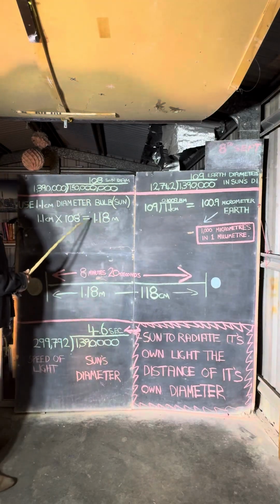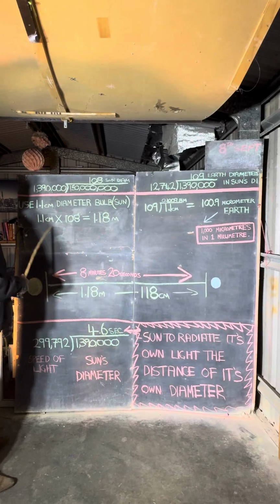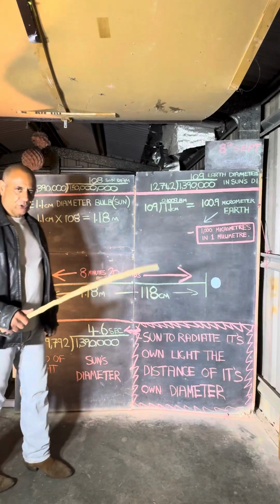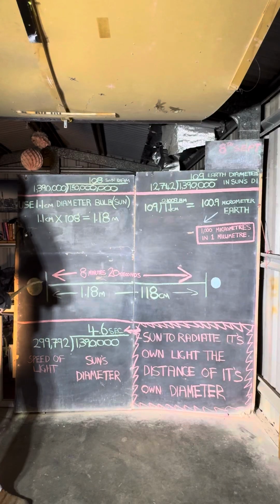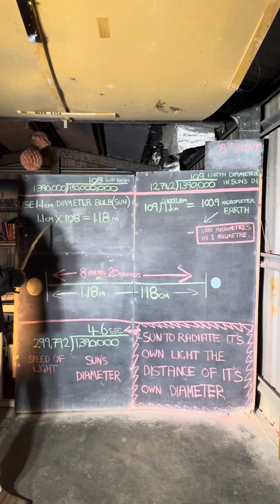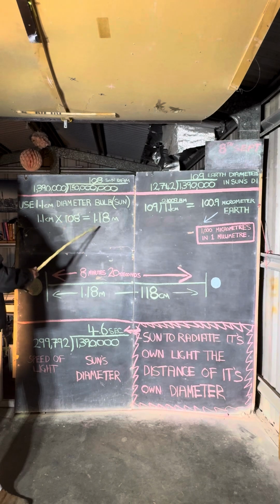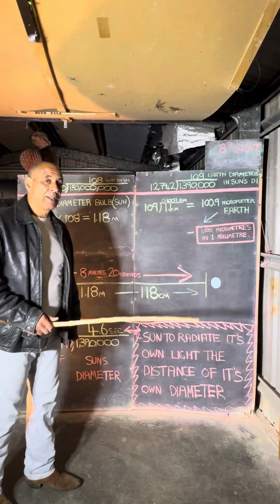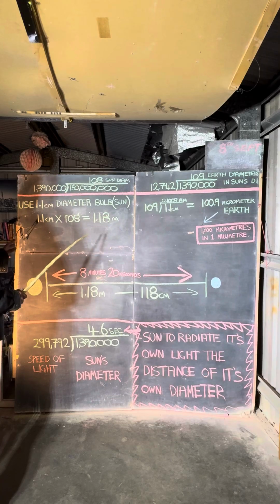108 sun diameters. If we use a 1.1 centimeter light bulb and we use that as the sun, we're keeping things to scale here. To find out the distance to Earth, all we do is multiply that 1.1 centimeters by 108. And that gives us 1.18 meters, 118 centimeters. All right? That is all we need on this side of the board.